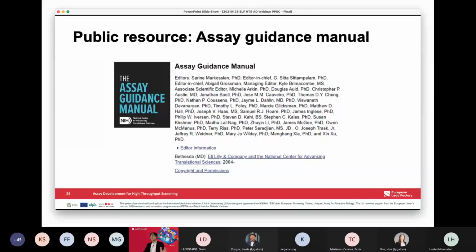So the whole concept of assay development is very broad, and I don't think in half an hour one can cover everything. I really recommend this public resource. You could really use it as a cookbook for setting up assays. There's a lot of useful information and tips and tricks on how to set up assays.